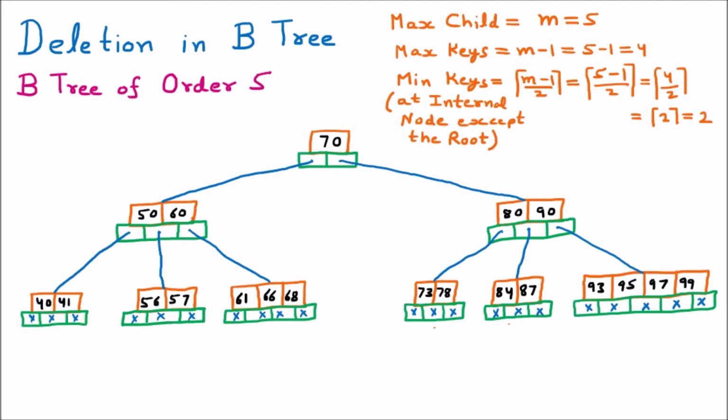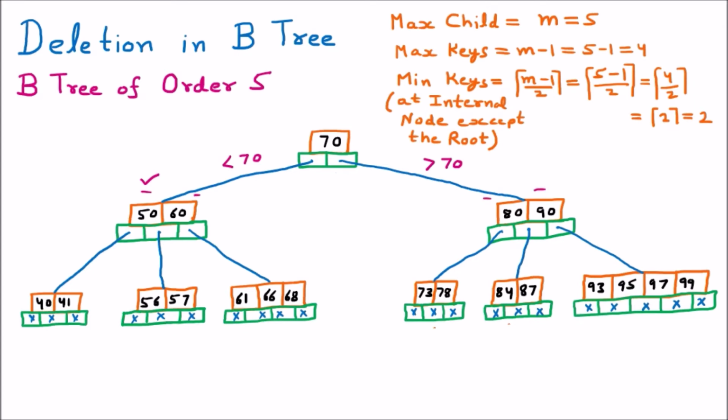So let us suppose that if we are considering this node, then it will have values less than 70 because it is on the left hand side, and all the nodes on the right hand side will have values greater than 70. And if we are talking about all the keys here, the keys are in ascending order, like 50 and 60 in ascending order, 80 and 90 in ascending order.